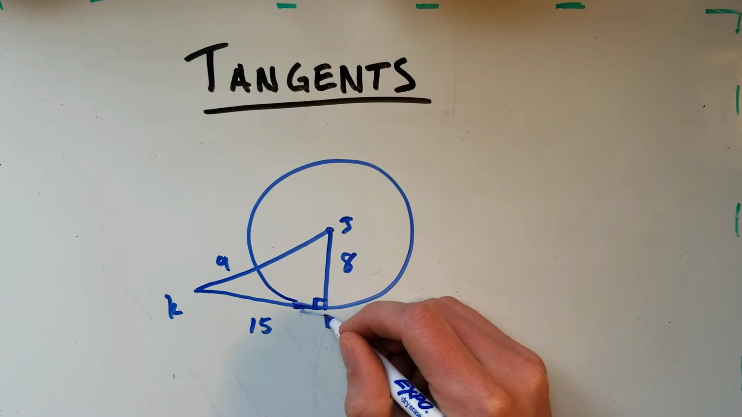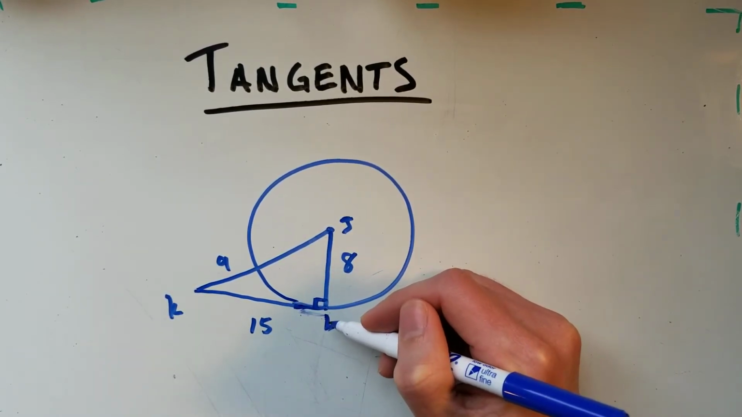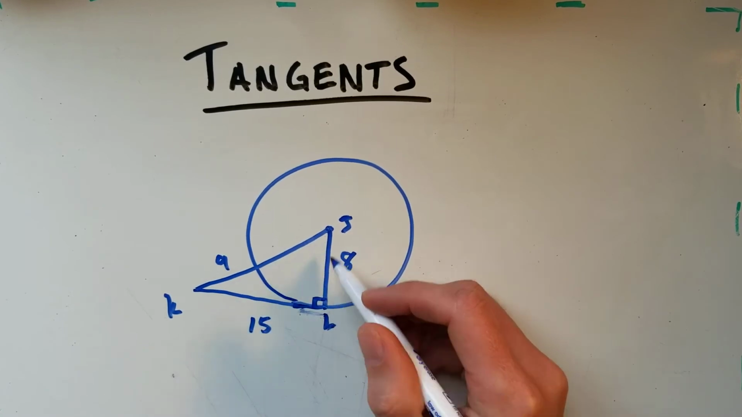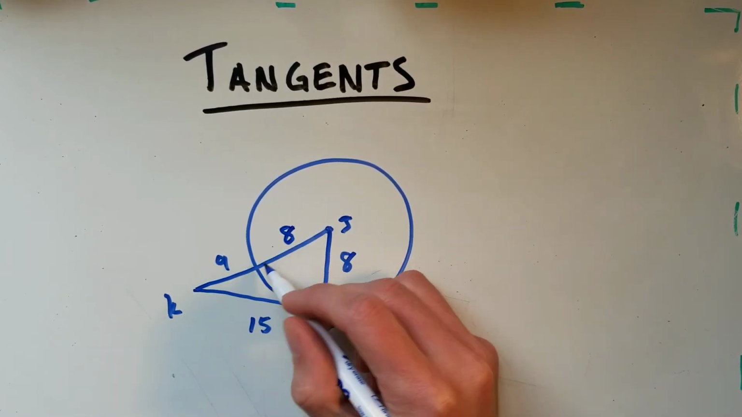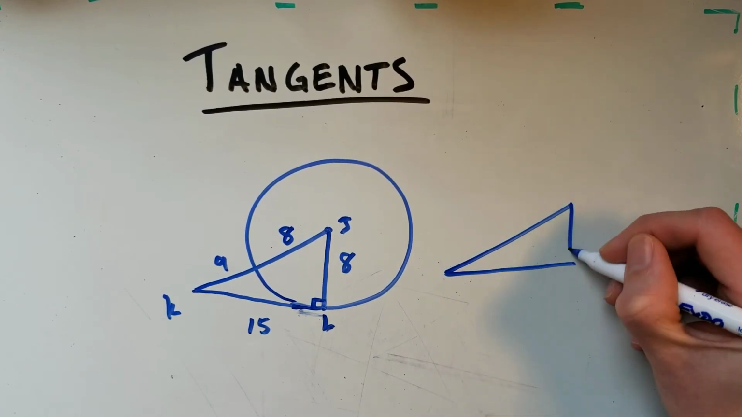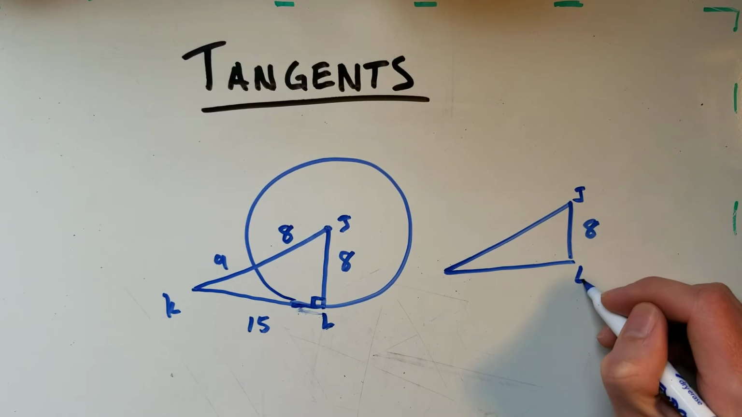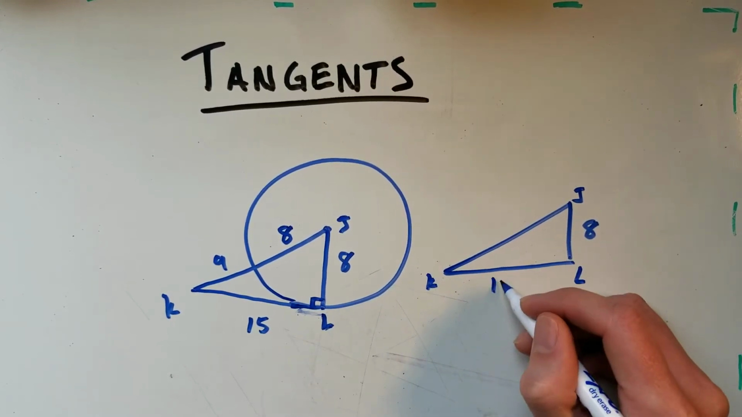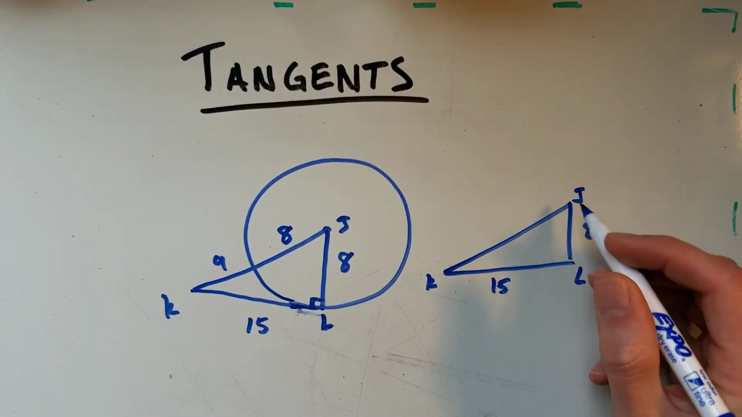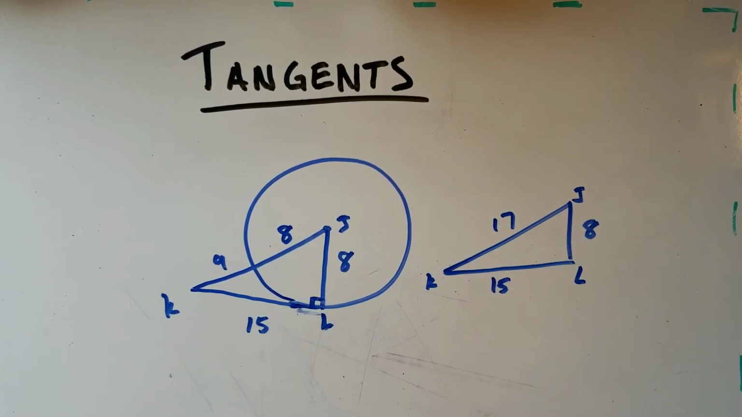Well, one thing we know about all radii in a circle is they're the same, so we have the radius of 8 here, and this right here should be 8. If I redraw what we have, we knew this was 8, that's this side, JL, and we knew KL was 15. And now we know KJ, well that should be 9 plus 8, which is 17.